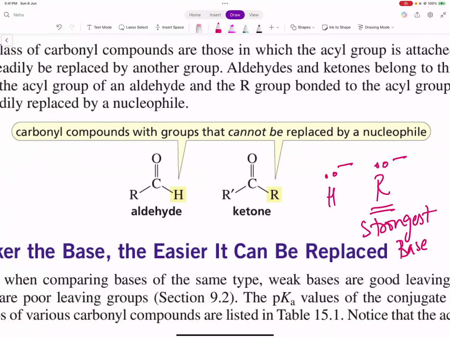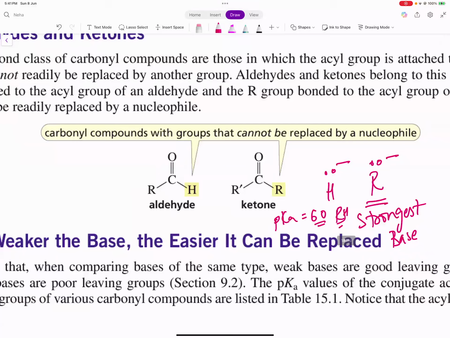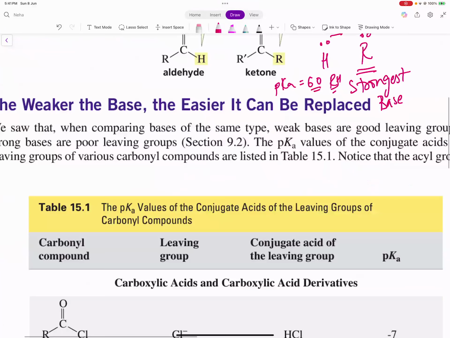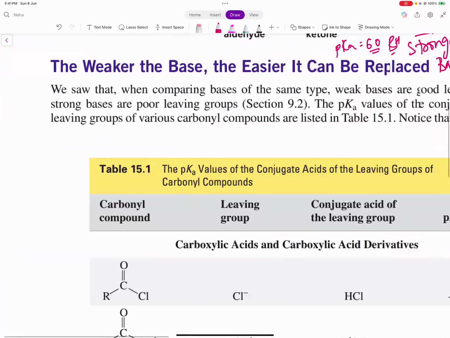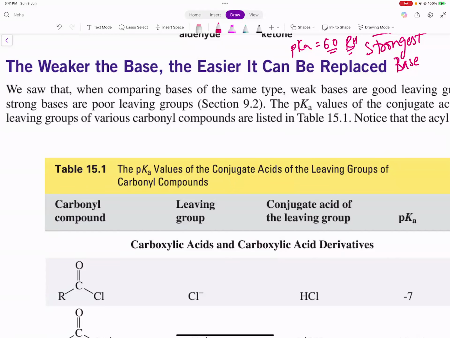Because the pKa of alkane is 60. RH is a very, very weak acid. So consequently, R negative is a very strong base. In fact, it is the strongest base. So no nucleophile can come and replace this, right? Now we know this rule that the weaker the base, the easier it can be replaced, right?